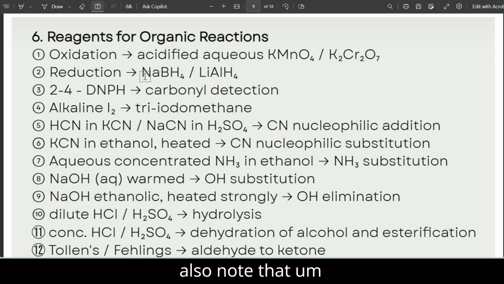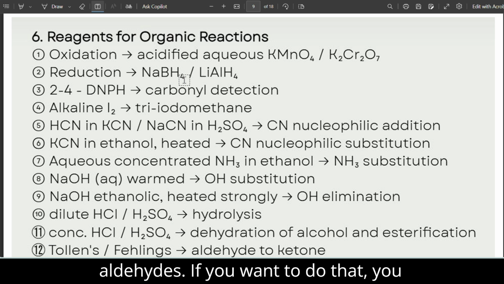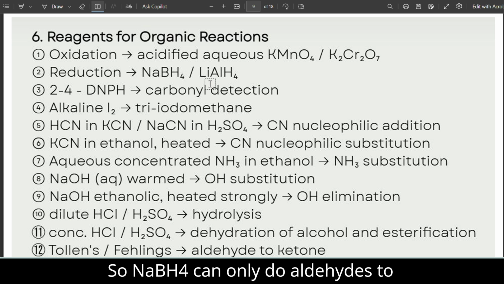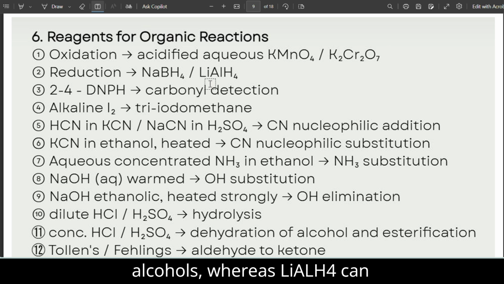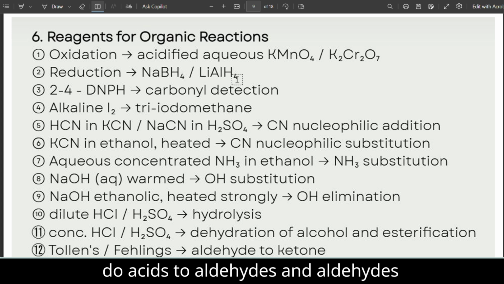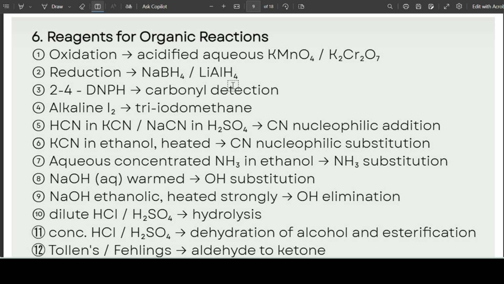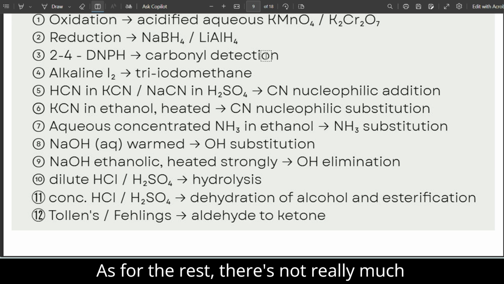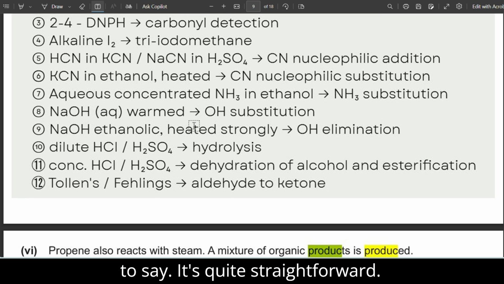And for reduction, also note that NaBH4 can only reduce aldehydes to alcohols. It cannot reduce carboxylic acids to aldehydes. So if you want to do that, you have to use LiAlH4. So NaBH4 can only do aldehydes to alcohols, whereas LiAlH4 can do acids to aldehydes and aldehydes to alcohols. As for the rest, there's not really much to say, it's quite straightforward.